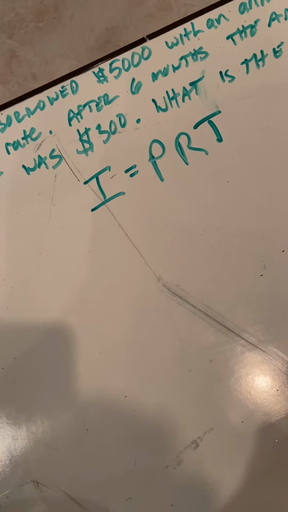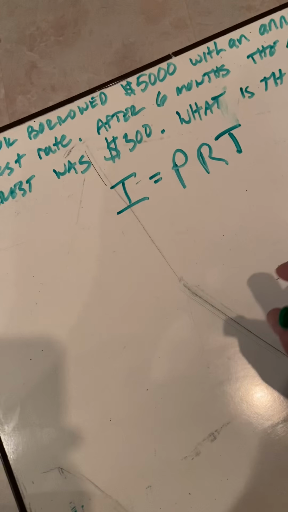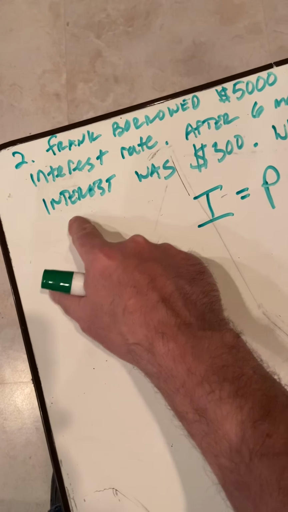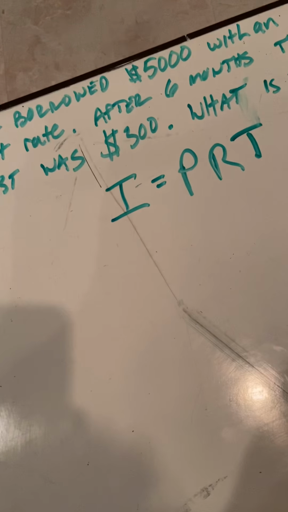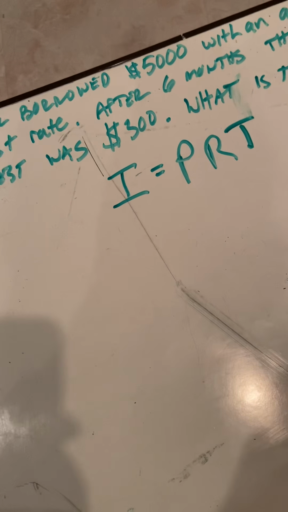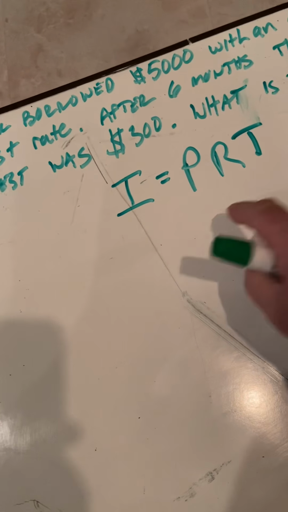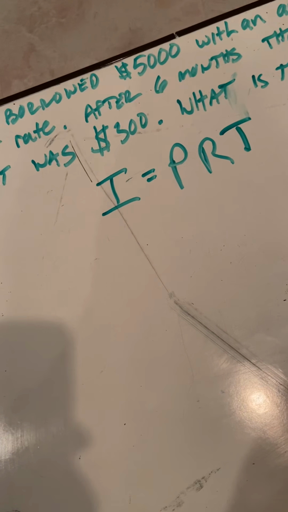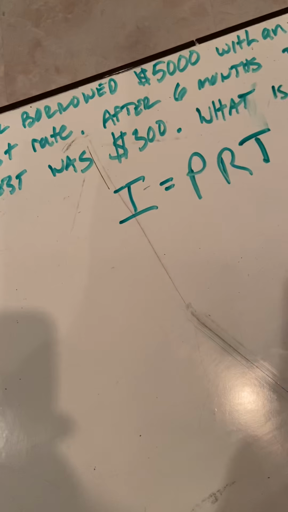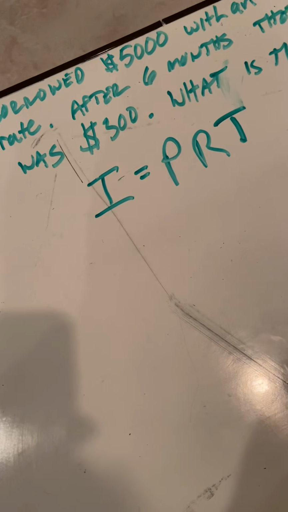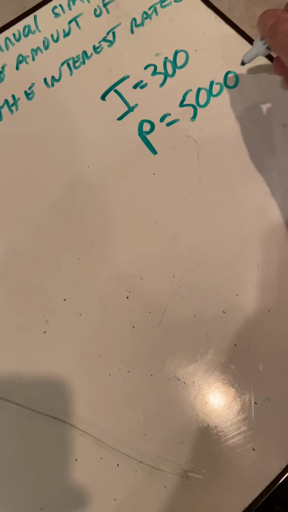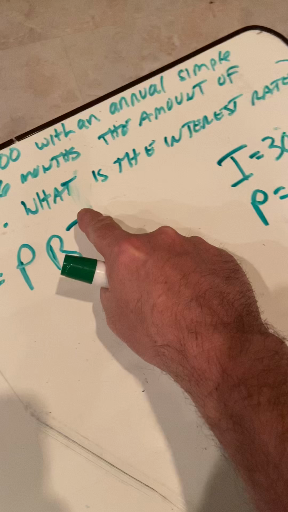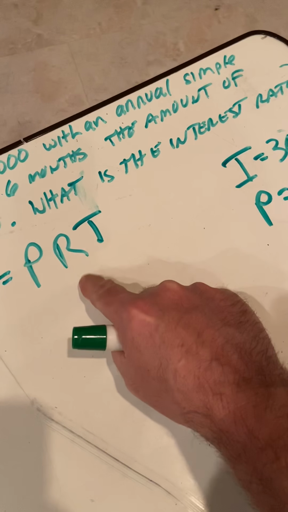Okay, so the amount of interest is, I'm going to fill this in one by one. The amount of interest is, it says interest was 300. So I'm going to identify my I as 300. Next variable is P. So P is the amount of money that we start off with, the principal, which he borrowed $5,000. So P equals 5,000. Now the rate, we don't know because the question says, what is the interest rate? We want to find that R.